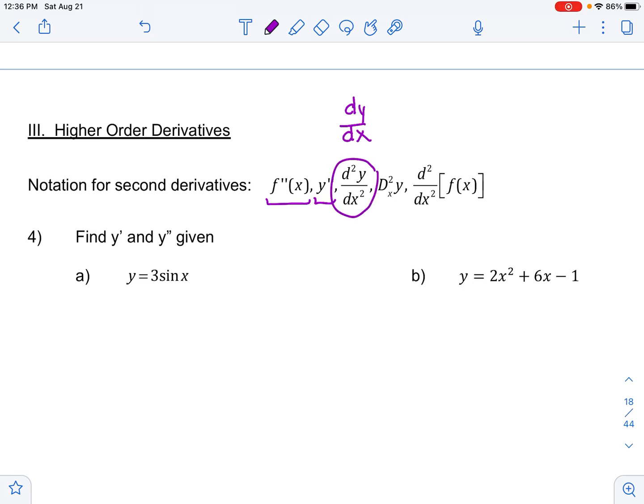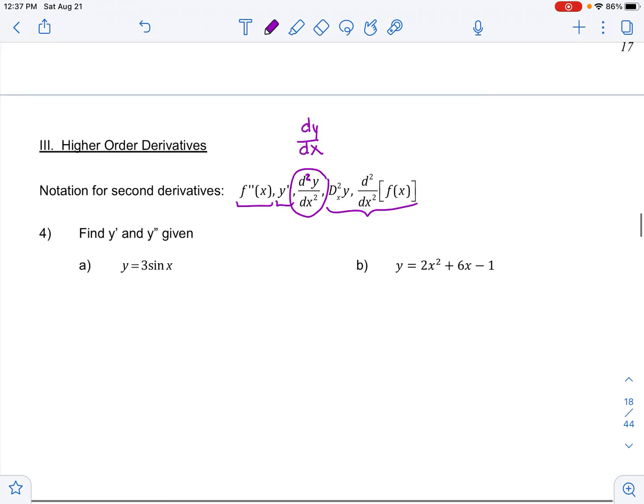Your second derivative looks like this though. Notice the 2 on the top goes next to the d. So this is saying the second derivative of y with respect to x, twice. Make sure that you do not write it like this. This means you're taking dy dx and squaring it. Okay, the other two ways to write the second derivative, again, is notation that you'll see, not as common though.